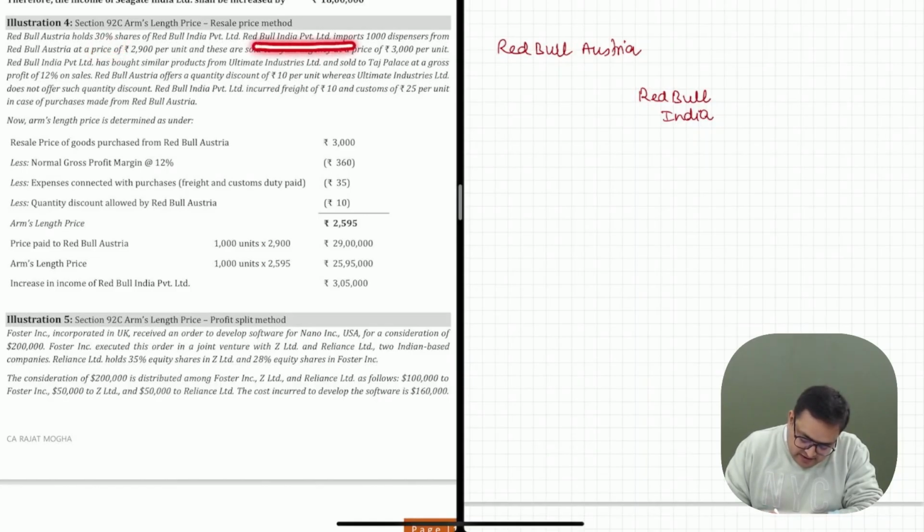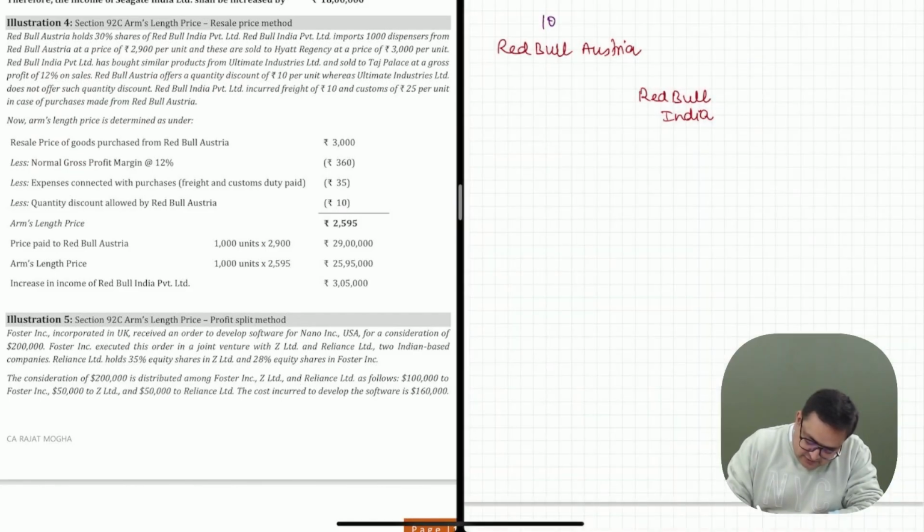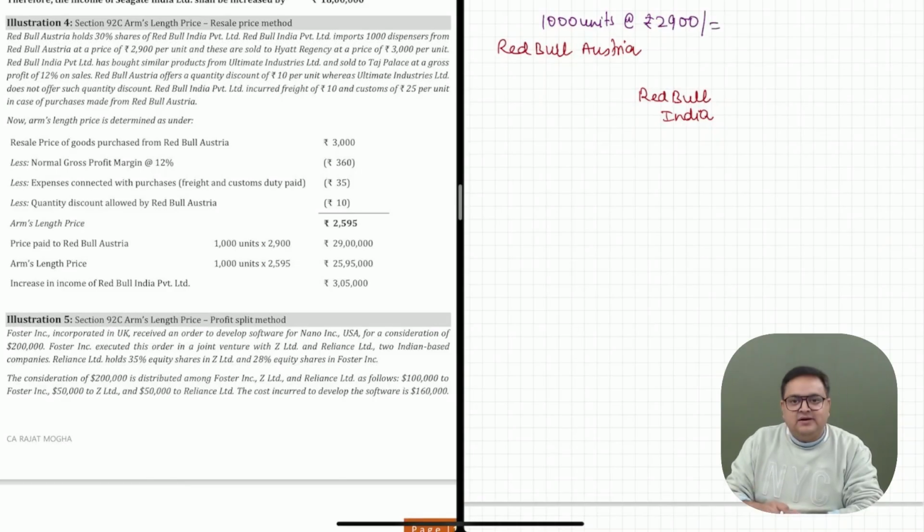Red Bull India Private Limited imports. What do they import? They import 1000 dispensers from Red Bull Austria at a price of 2900 per unit. So what have they actually purchased? They have purchased 1000 units at a rate of 2900 each. This is actually a controlled transaction, right?